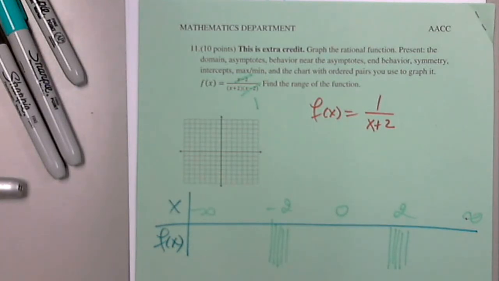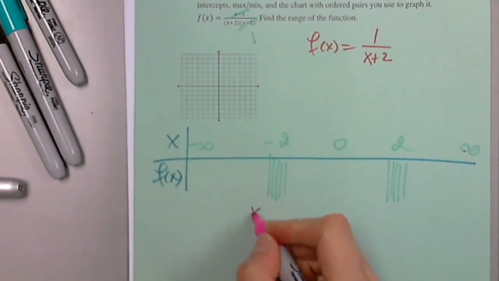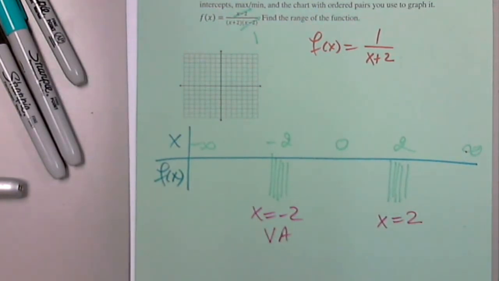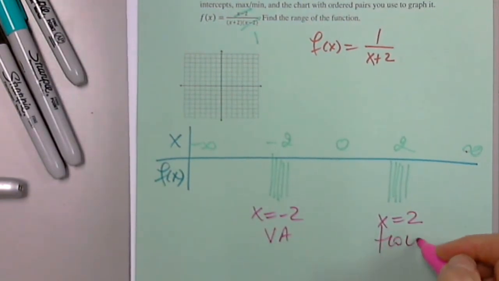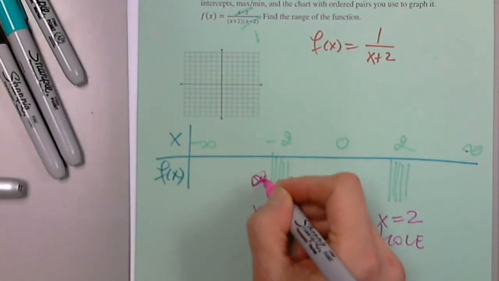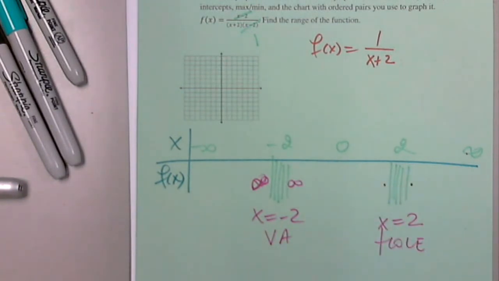I have to clearly identify what's happening here. So what will I say about x equals negative 2? Very good. What will I say about x equals 2? Good. So once you say VA, what do I have to write here and here? Awesome. Once you say hole in the graph, what do I write here and here? Not infinity. What do I get?